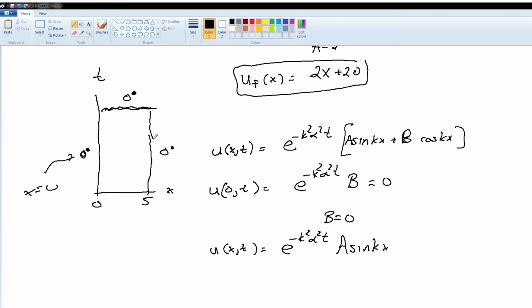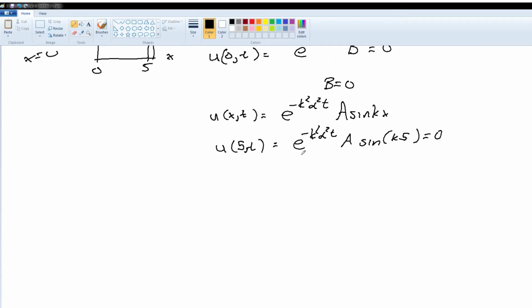So now let's look at the right side. Okay, so that says when x is 5 for all time, we need this to be 0. Of course, for this to happen non-trivially, A cannot be 0, so sine must be 0, meaning that its argument must be a multiple of pi. And there you go, we've solved for k. Cool. Alright, so let's see what we have.